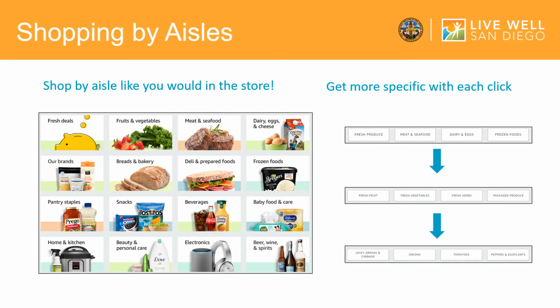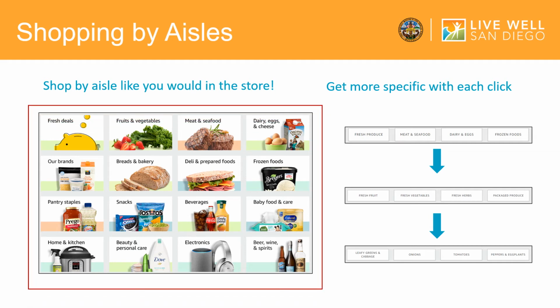Once you're in the website, shopping is just like going to the store, with products organized by the aisles you're used to, from fruits and vegetables to snacks and party staples. When we click Fresh Produce, you'll have an option to drill down on fresh vegetables, and then maybe leafy greens and cabbage.